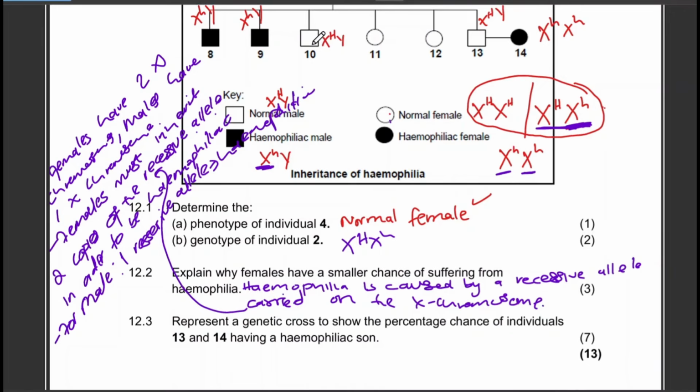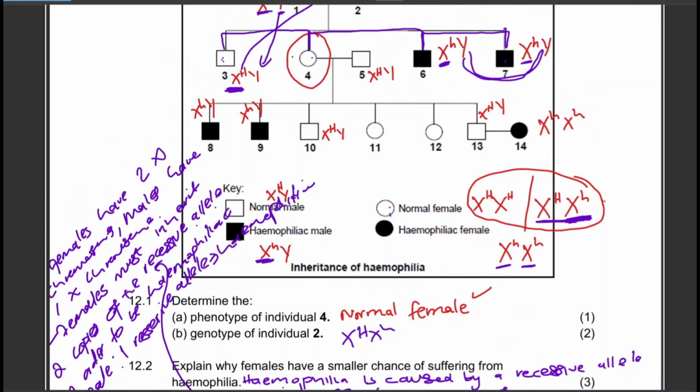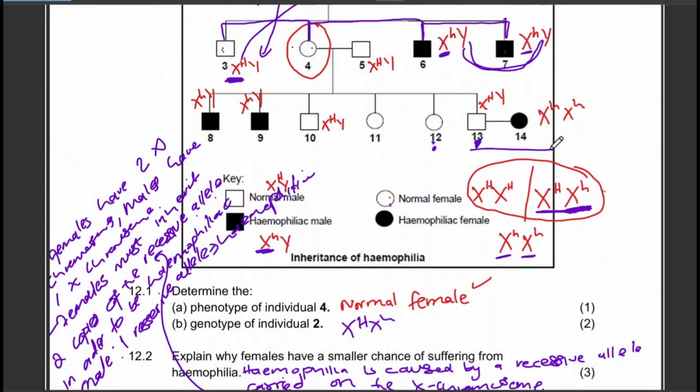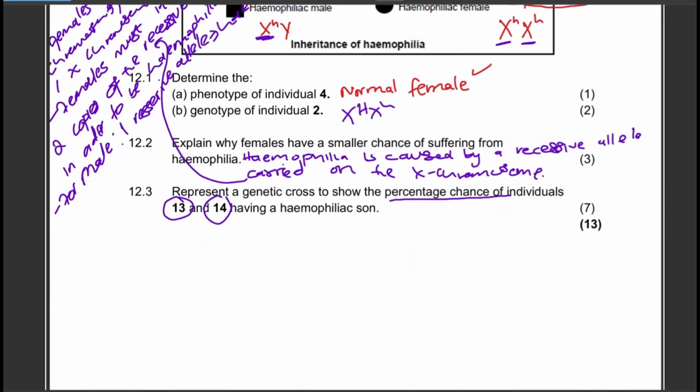Oh, there's a cross. Represent the genetic cross to show the percentage chance of individuals 13 and 14 having a hemophilic son. 13 and 14. There is 13 and there is 14. Let's see what we have. We have the genotype for 13. Let's find out the genotype for 13 and 14. We do have their genotypes. Remember, we wrote them at the beginning. Okay, so we're going to do a cross.